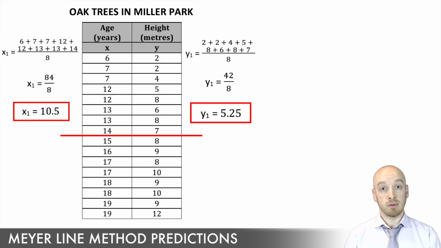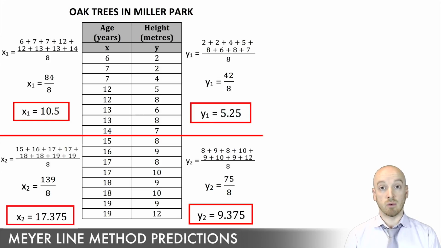I'm going to do the same thing in the bottom half for both x and y. And whatever I get for the mean on x, I'll call x2 on that bottom half. And the bottom half y will be called y2. Now, if you need a review on how to calculate the mean, you can check out the link to the video that's in the description of this one.